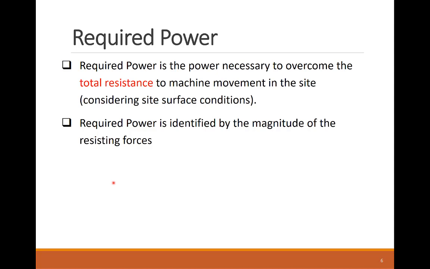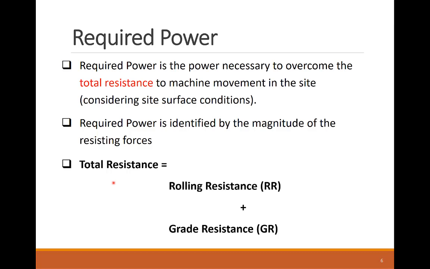So, calculating the total resistance is the same as finding the required power value. Just to clarify the terms, power and force are used here to refer to the resistant forces. So don't tell your physics teacher we are mixing power with the force. To move forward, we'll consider the total resistance to be made of rolling resistance and grade resistance.